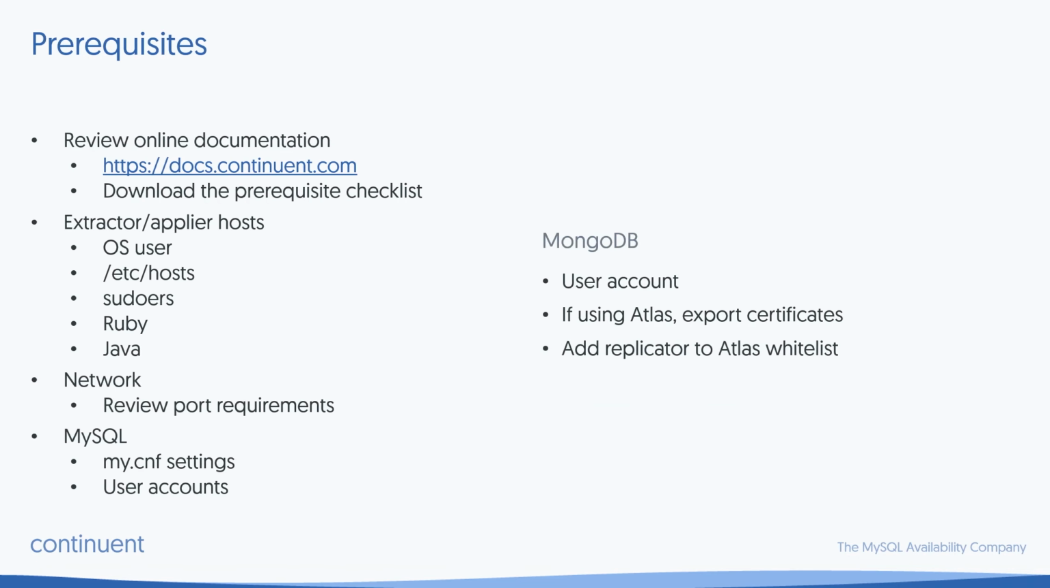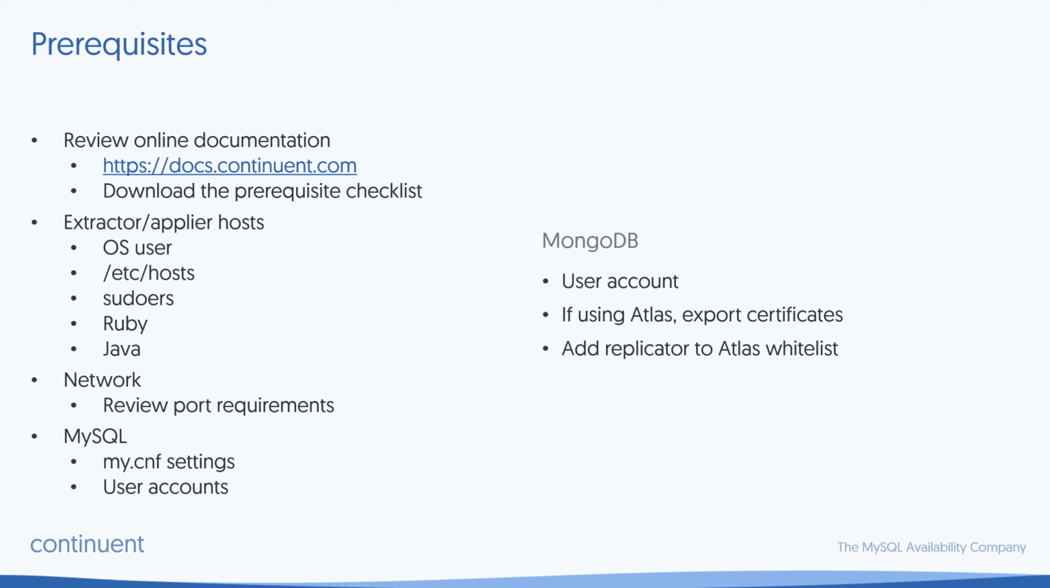All of the prerequisites are in our online docs, docs.continuant.com. Strongly advise you to read through them in detail, as they will explain all the specifics in terms of supported versions of Java, Ruby, etc., and all the best practices. There's a number of network ports that will be required to be opened between Extractor and Applier and the Applier and your Mongo, and also obviously MySQL settings that will be required in your source database.